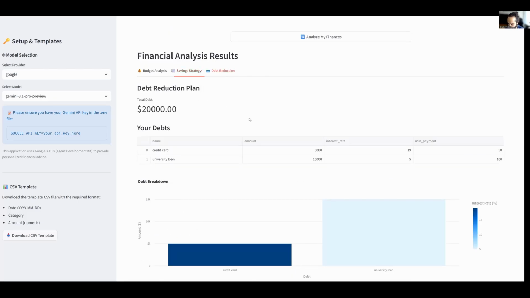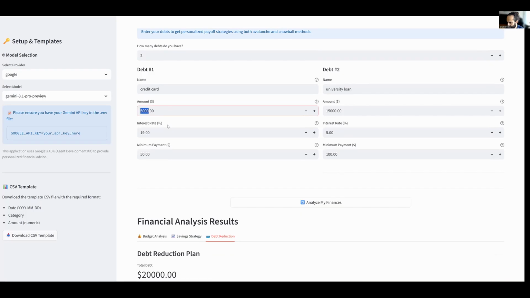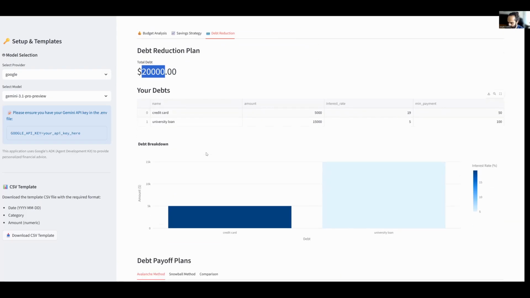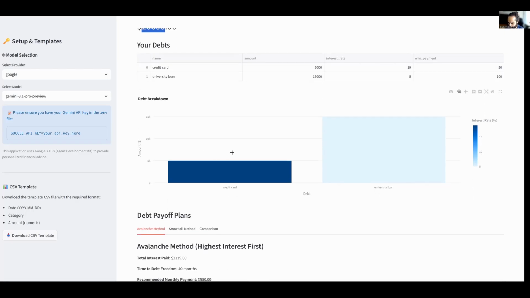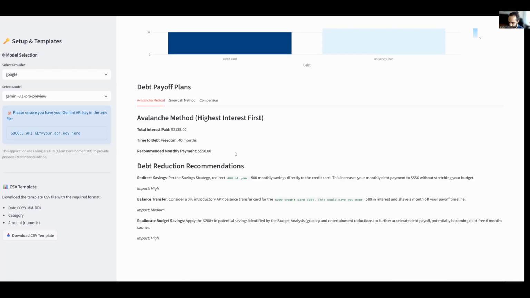If we go to our last debt reduction, so the agent already summed up all debts that we have. So as a reminder, we had the $5,000 related to the credit card and the $15,000 related to the university loan. So it summed them up. We have 20K. Here we have some plots to represent these debts. And here we have the debt payoff plans. As you see here, guys, we have the avalanche method and the snowball method.